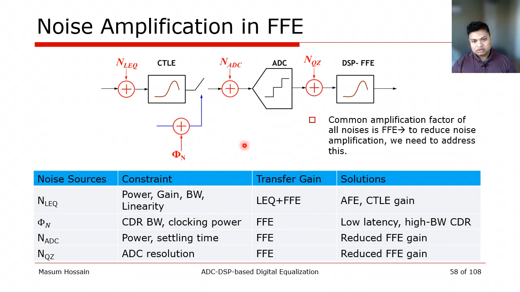Therefore, the other factor we can minimize is the transfer gain, and the one that comes at the very end, the FFE, is kind of the knob that amplifies all the noise sources. Therefore, it's worth looking into how we can minimize the FFE's noise amplification.